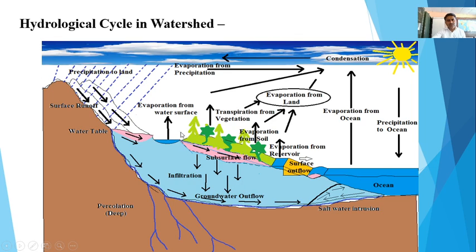Whenever water gets stored somewhere, at the same moment it starts to evaporate due to the temperature and the sunlight, and that's why it changes into the vapor form, or the gaseous form, from the liquid form. Some amount of this water also evaporates through transpiration from vegetation, evaporation from the soil also occurs, evaporation from the reservoir also occurs, and some surface outflow is also there.